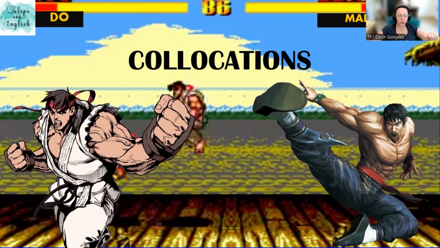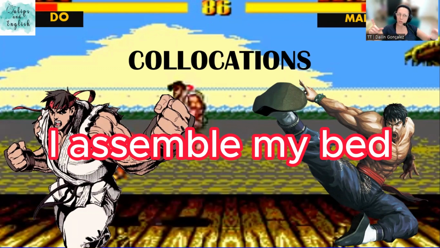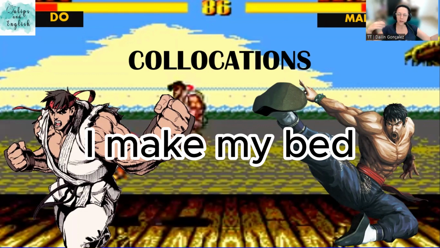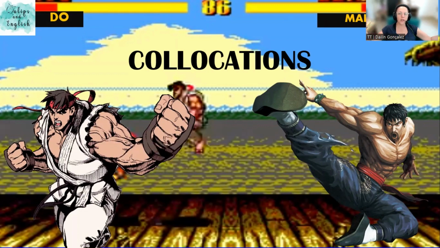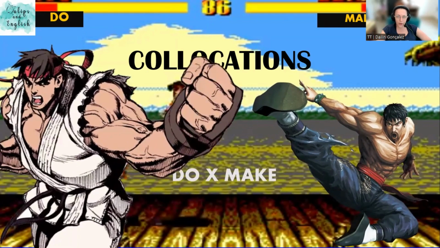To give you an example, we usually say, I make my bed. I don't say I assemble my bed. Though assemble and make sometimes have a similar meaning, we don't hear native speakers saying I assemble my bed. We listen to them saying I make my bed very often. I make my bed every morning. So collocations are words that we put together with an amount of frequency. And in today's lesson, we're talking specifically about do and make collocations. Get ready.